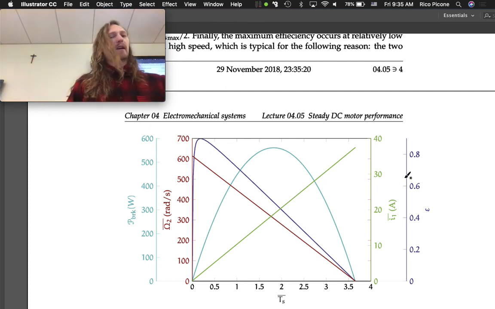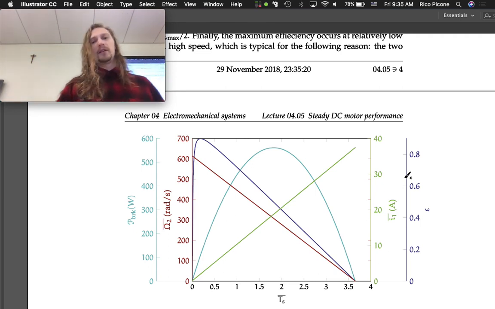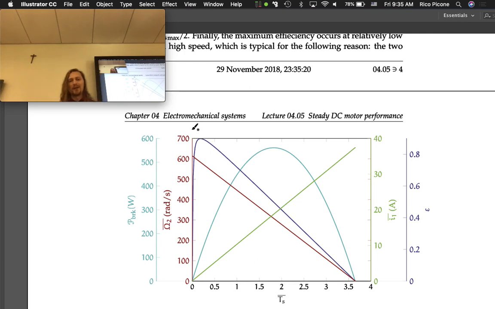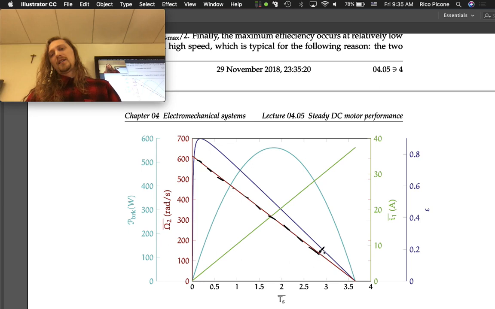Let's do them one at a time. So omega 2 is the so-called motor curve, as some people will call it, which is the angular velocity versus the torque. So braking torque is on this axis. The angular velocity of the output's on this axis, the red one. Hopefully you're not colorblind. So the red one is this one, if you are colorblind. And it corresponds to omega 2, in radians per second.